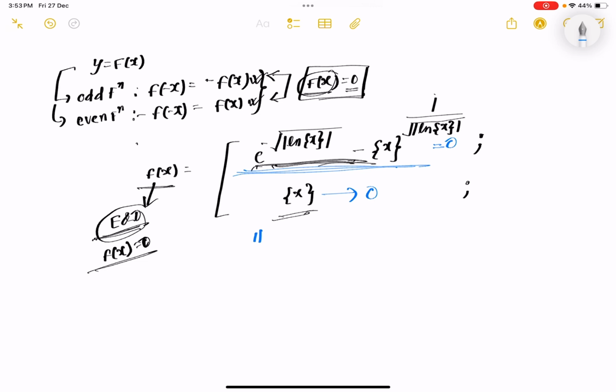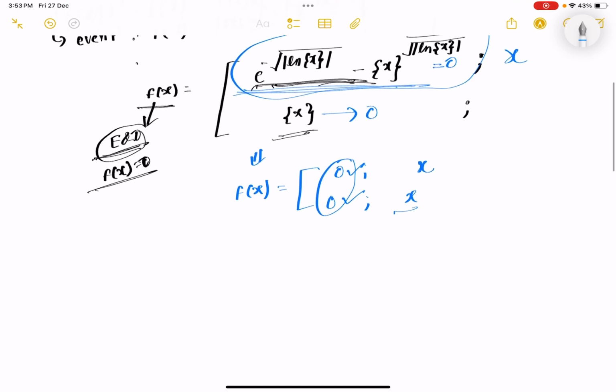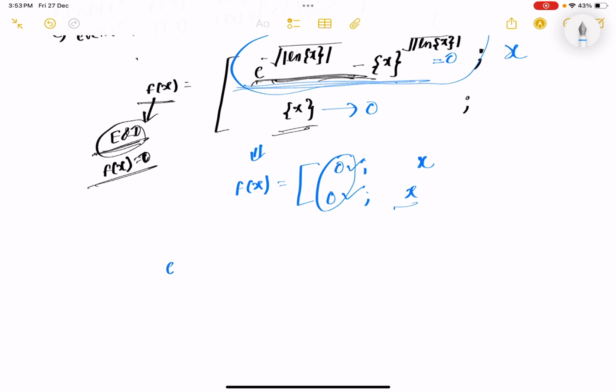Means I have to prove f of x will always be equal to 0 for this x and 0 for this x. So all over its domain, it will always be 0. Now to prove both should be equal to 0, first define the domain. It is given, the domain is nothing but wherever it is going to exist. So now let's find the domain of this.